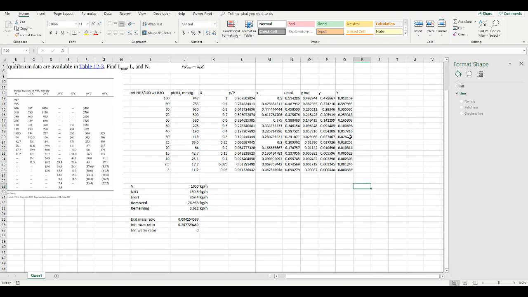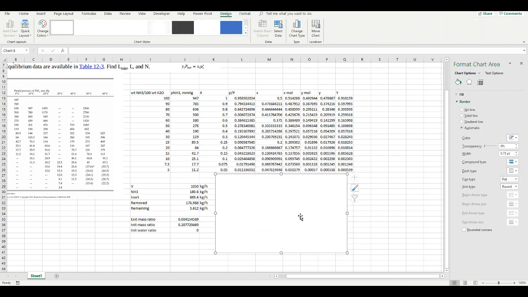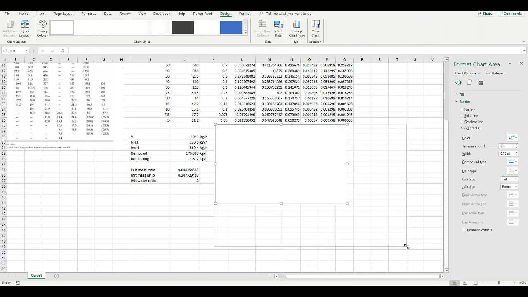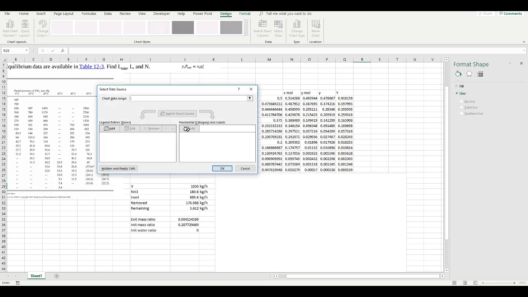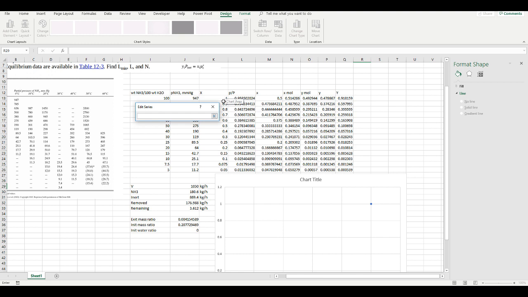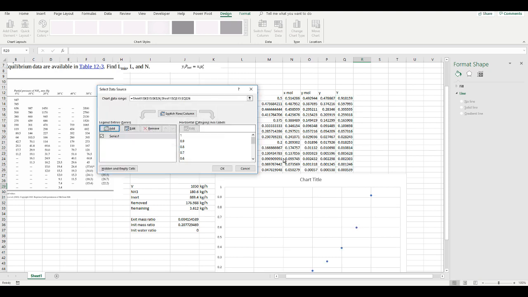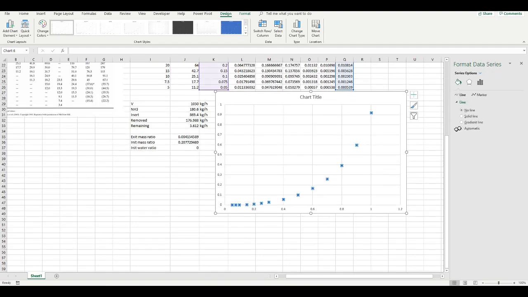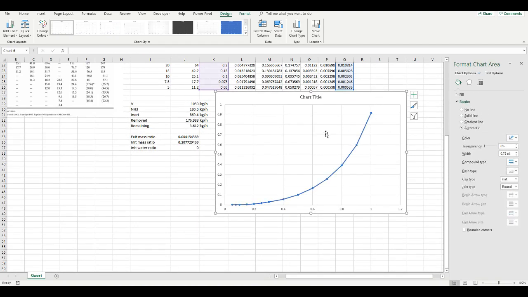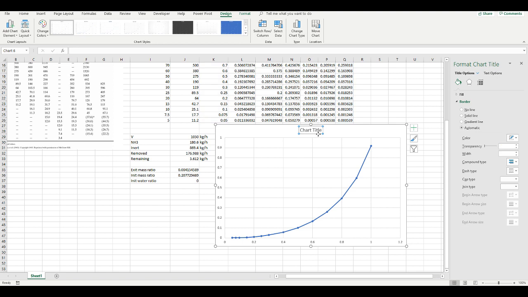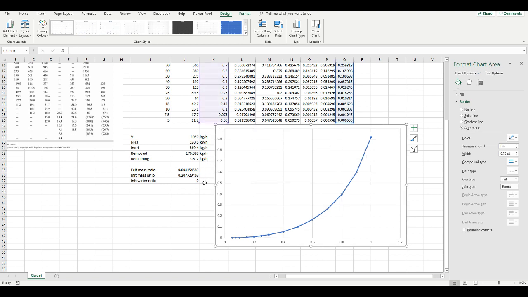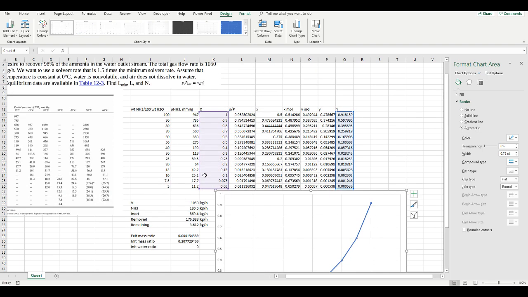Now that we have the mass ratios, we should draw a graph. So let's do that. Let's create a scatter plot. And now the scatter plot is going to have the liquid mass ratio on the x-axis and the vapor mass ratio on the y-axis. So let's just do that real quick. And then let's create a line just for clarity. So you can see here that we have our equilibrium line. It's a nice curve. And now the next step is to find Lmin.